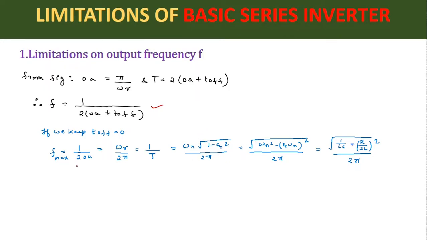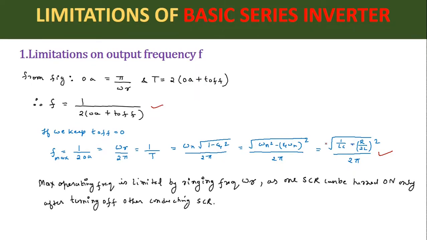So we will get f max is equal to omega n into under root 1 minus zeta square upon 2 pi. Now we will shift this omega n into the square root, we will get this type of equation. After putting the equation of omega n and zeta omega n, we will get the maximum output frequency f max is equal to under root 1 upon LC minus R upon 2L whole square, divided by 2 pi. So this is the final equation of maximum frequency of the basic series inverter.